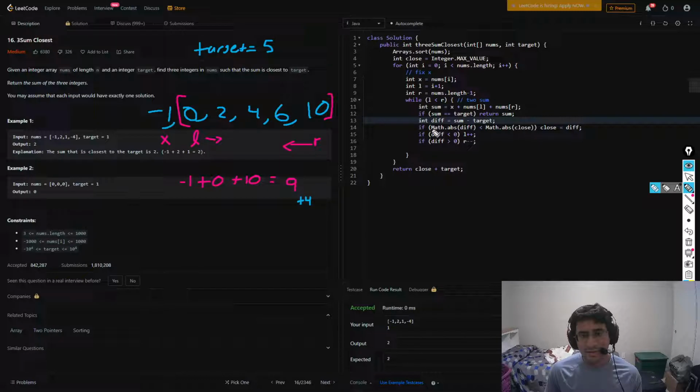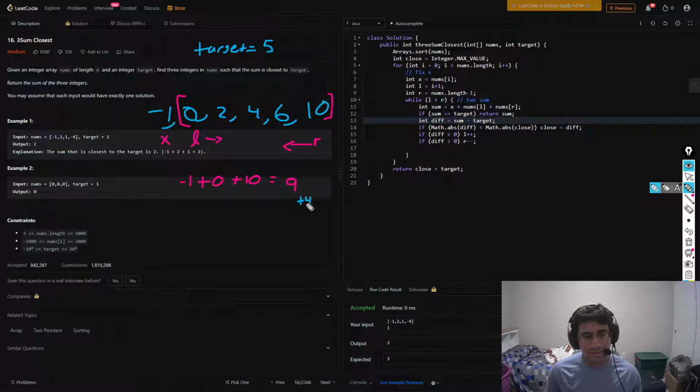And then what we want to say, right? We want to get the absolute value of this current difference that we've stored as in our to_sum. And we want to say if that absolute value of the difference is less than the absolute value of the close, then we want to say that the close equals diff. No matter if it's positive or negative, it doesn't matter.